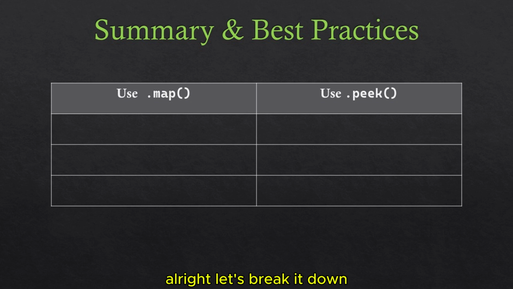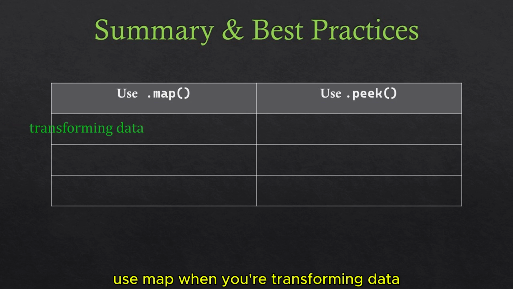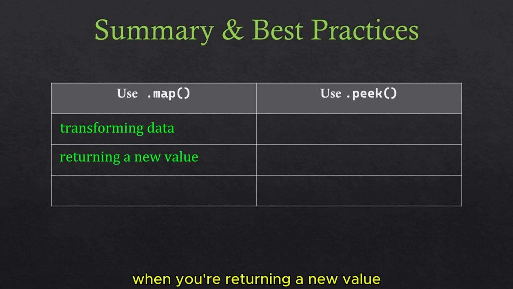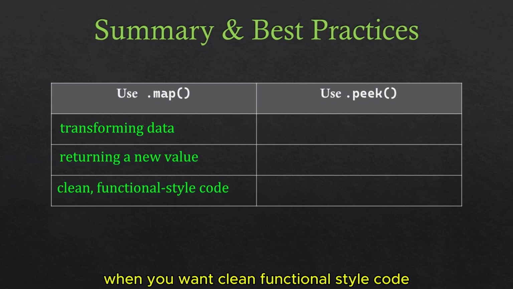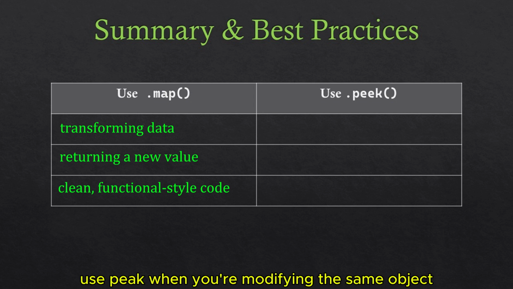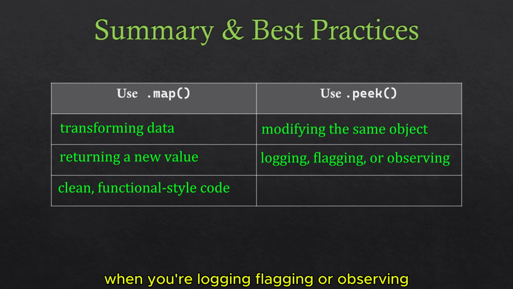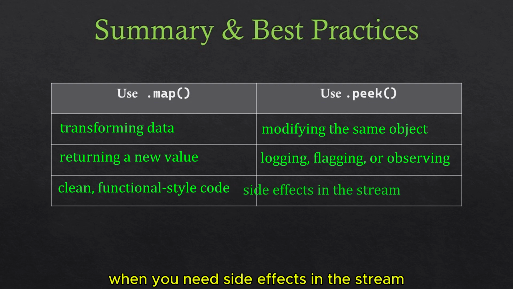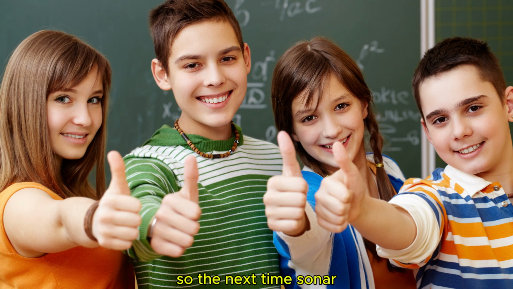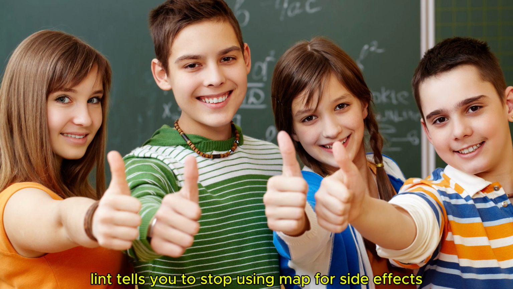All right, let's break it down. Here's what you should remember. Use map when you're transforming data, when you're returning a new value, when you want clean, functional style code. Use peek when you're modifying the same object, when you're logging, flagging, or observing, when you need side effects in the stream. So the next time SonarLint tells you to stop using map for side effects, you'll know exactly what to do.